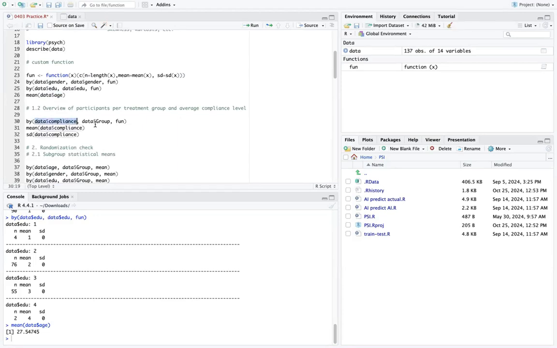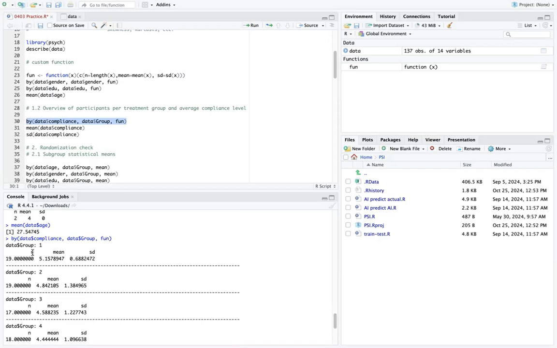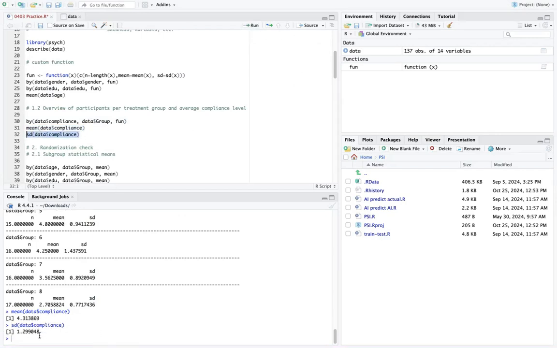So the first is the variable we want to calculate, and the second one is a group variable. Like we want to calculate their compliance level based on their group. So we can use this function. So we know for each group the number of participants, the mean value of their compliance level, and the standard deviation of their compliance level. And we can also calculate the whole sample's mean value of compliance level, and also the standard deviation of the whole compliance level.